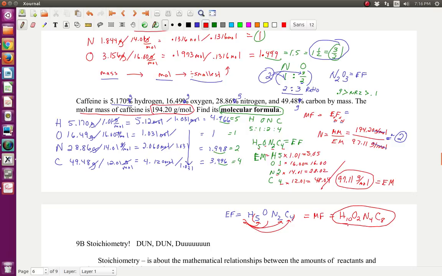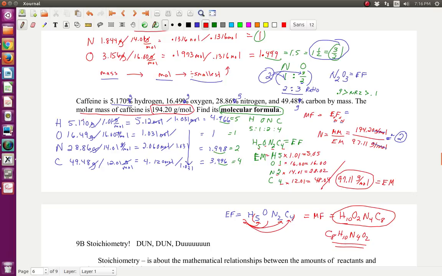Now I'm going to show you caffeine. Now I'm going to rewrite this in the order that it is normally. It would be C8, H10, N4, O2. See, I just rewrote them, changed the order. This is the caffeine molecule.